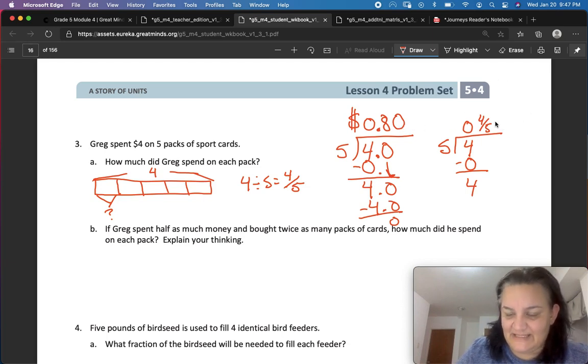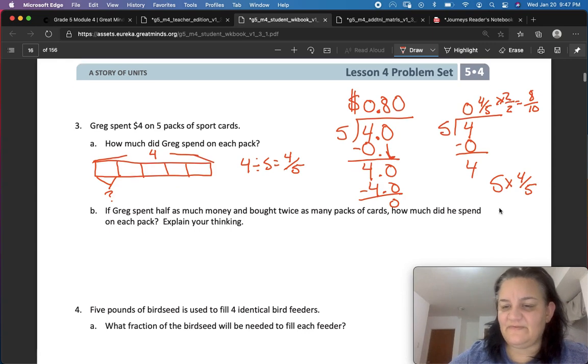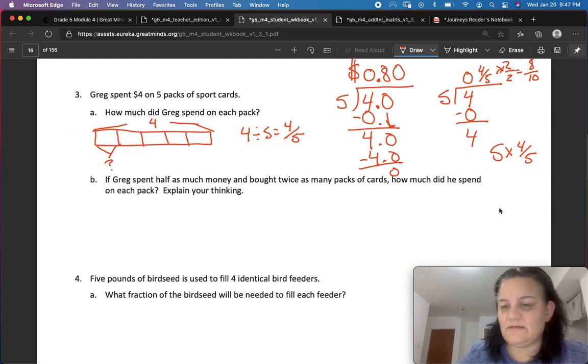Because if I were to multiply this by 2 over 2, I would have 8 tenths. 8 tenths. Look, 8 tenths. Same, same. Okay, I can multiply that and show that to you. 4/5 times 5, I don't think we've done multiplication of, okay.